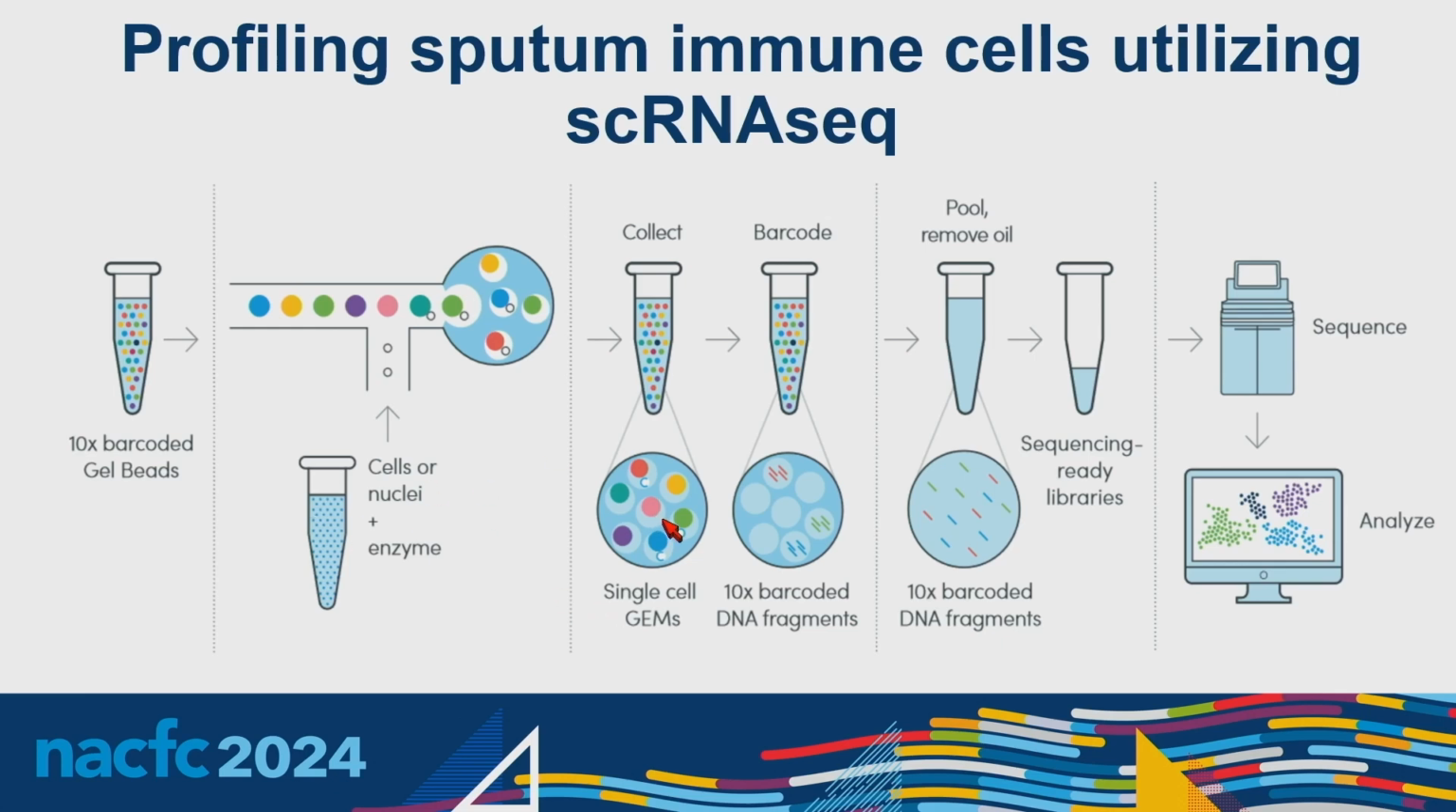And what happens inside? Gel beads are lysed, RNAs are extracted from cells, reverse transcribed, and barcoded cDNA copies are produced. In the next step, the barcoded cDNA copies are pooled together, the oil is removed, and the cDNA copies are amplified to generate enough genomic data for sequencing. Following sequencing, there is a computational analysis of the sequencing data, so you can identify cell populations present in sputum, as well as their characteristics.